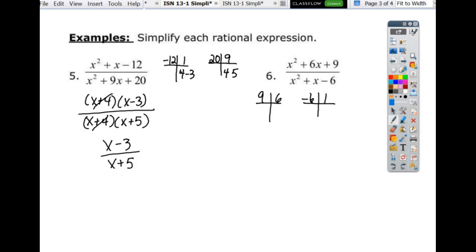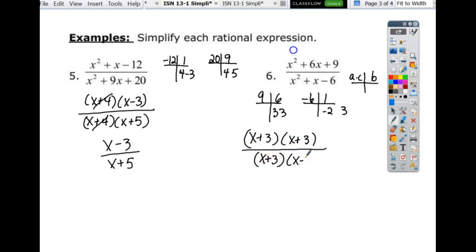3 and 3. Negative 2 and positive 3. So, yes, ma'am. Because it's A times C and B. So A is 1, C is negative 6, and B is 1. So what cancels?